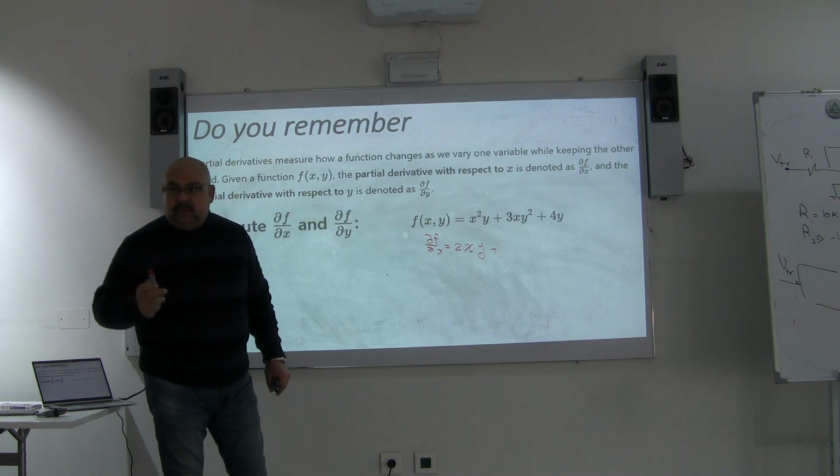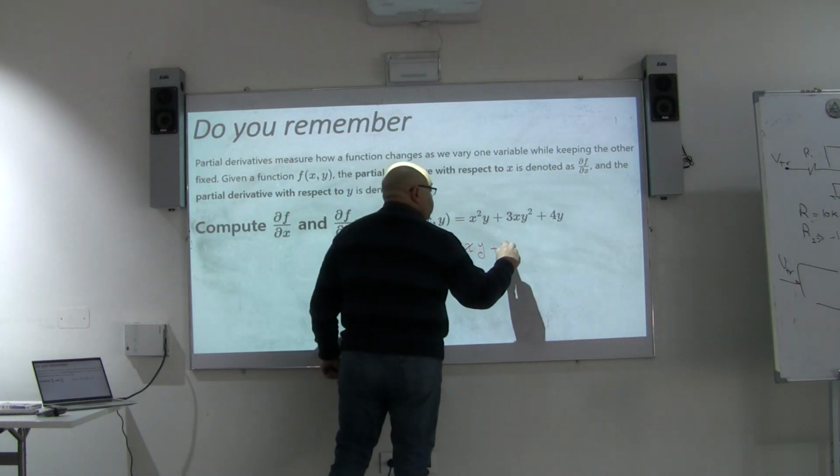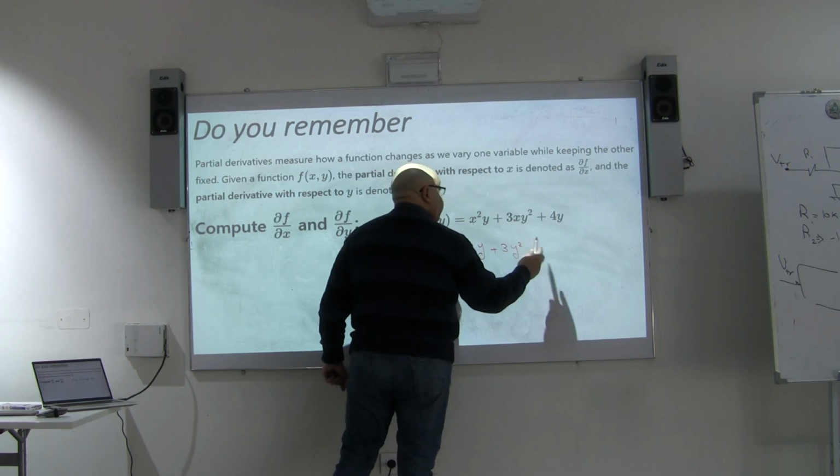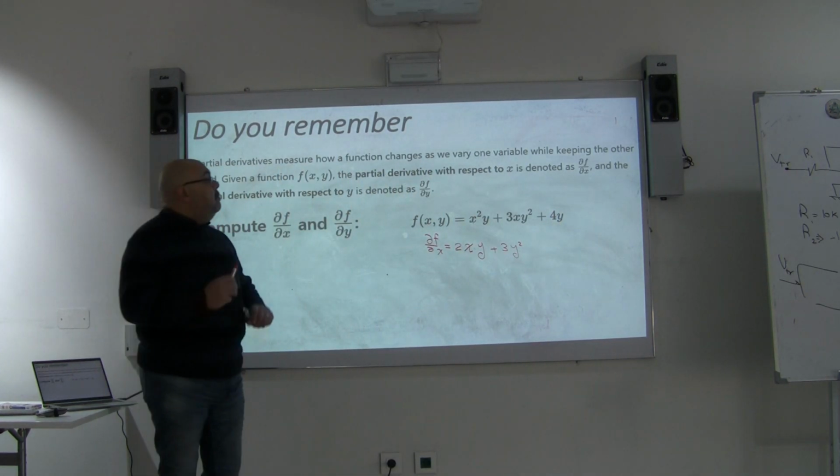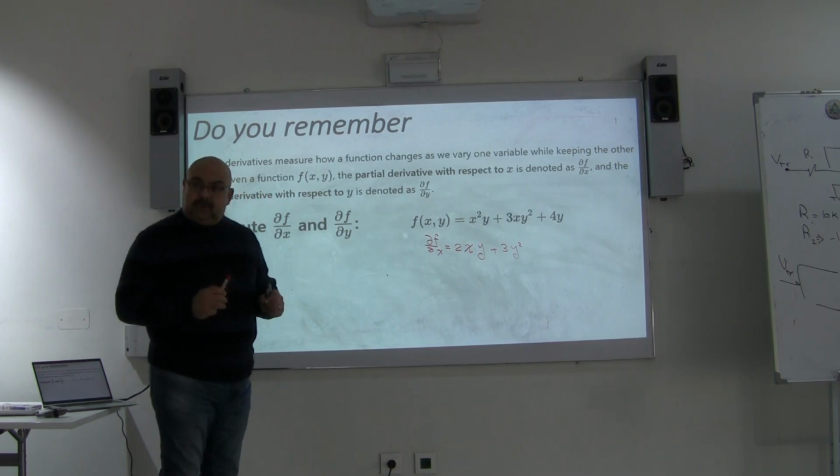3 y squared. Yes, exactly right. So it's going to be 3 y squared. For 4y, the derivative will be 0. Okay, perfect. That's the first derivative with respect to x.